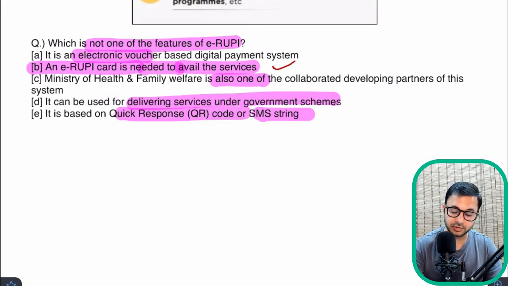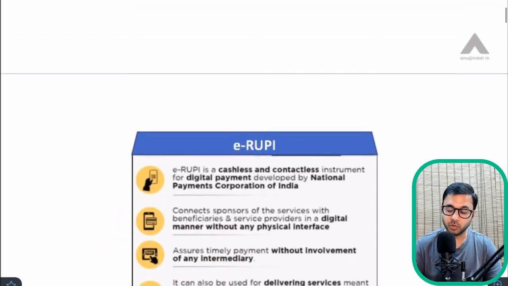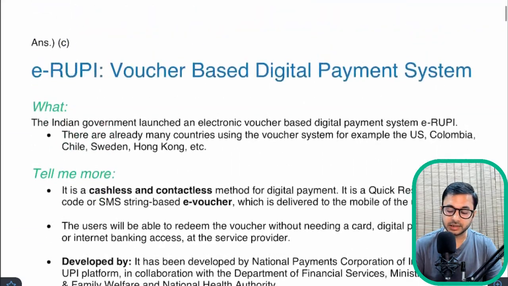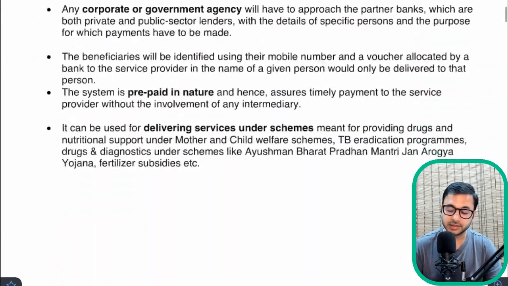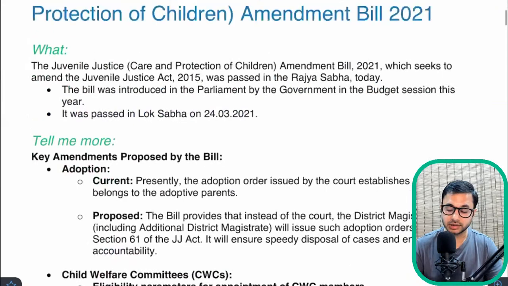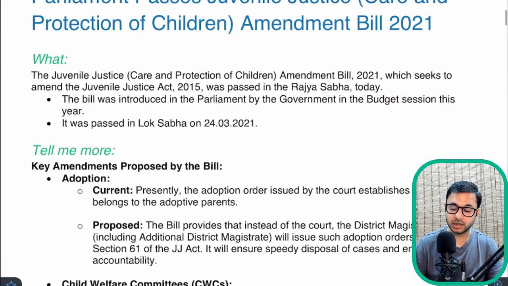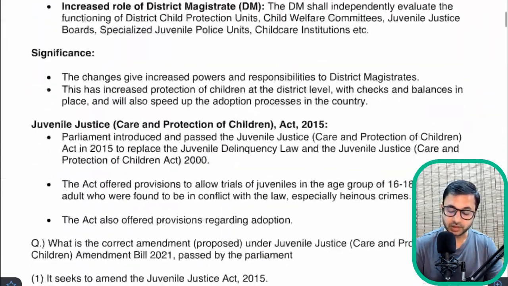Next question pe jaate hain. If you've not answered it correctly, you can move up to the PDF and you can go through E rupee. Isme sari details di gayi hain. Okay, so this is how beautifully the spot the PIB 247 is made monthly. Next question pe aate hain.